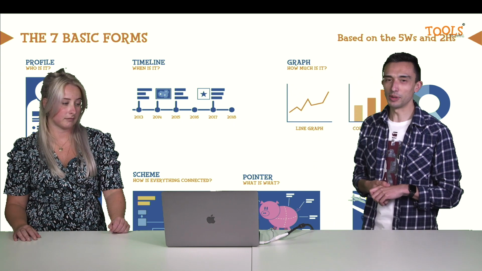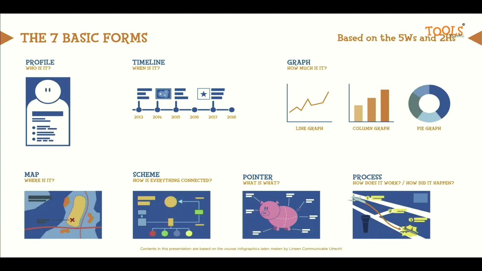Yeah, let's start at the top left. The profile infographic, who is it? Because this is all based on the 5 W's and the 2 H's. So the W's are who, when, what, where, and why. And then we have 2 H's, how and how many. And they can be visualized in these 7 basic forms, and these are the only forms that you need to choose from for your own infographic. But you can combine them.